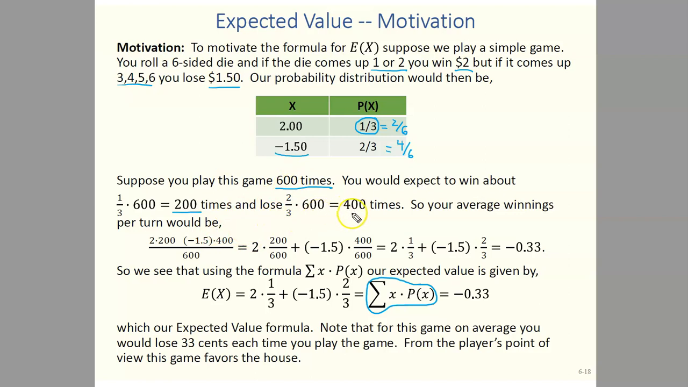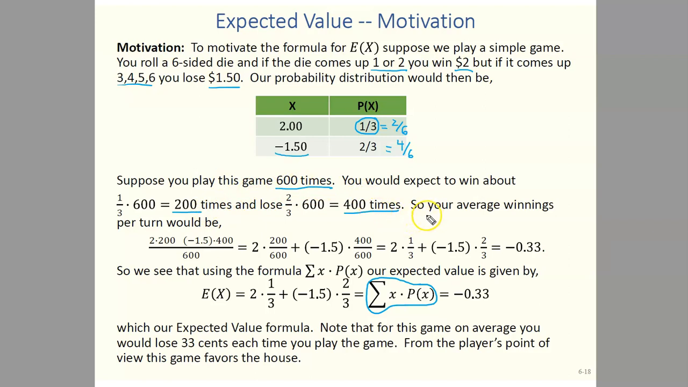And then, of course, you would expect to lose 400 times. This 400 we get by subtracting 200 from 600, or you can multiply 600 by 2/3, your probability of losing, and you get 1200 over 3, which is 400. So if you played the game 600 times, you would expect to win 200 times and lose 400 times.